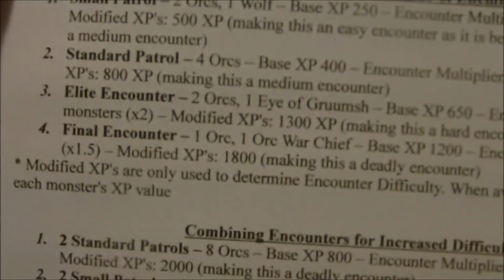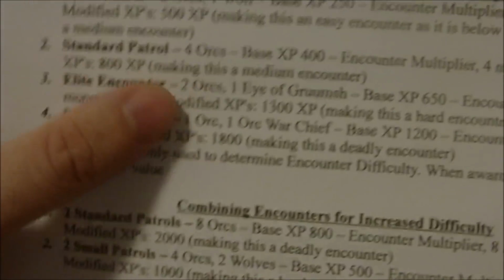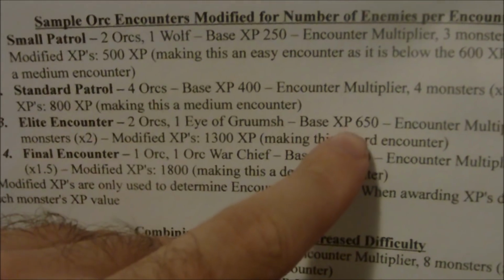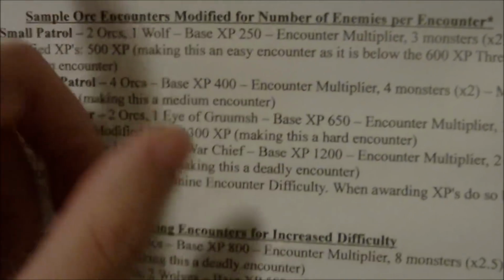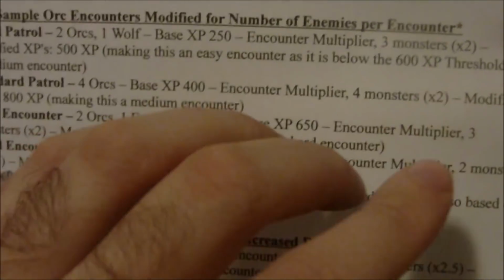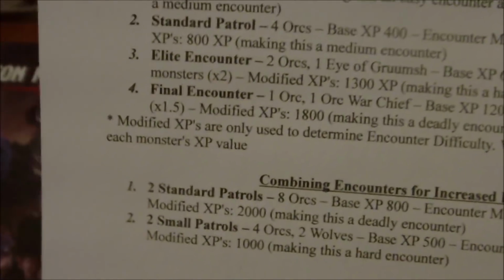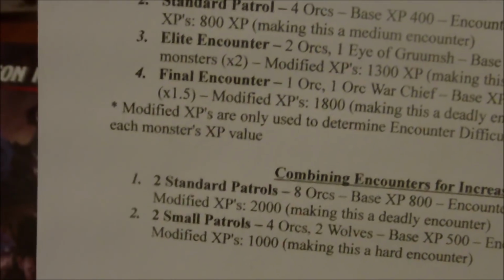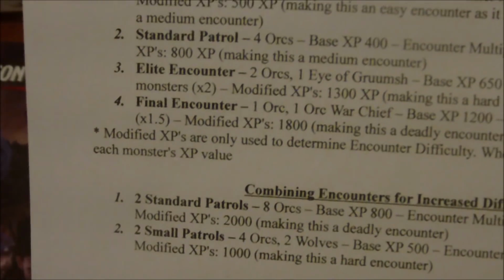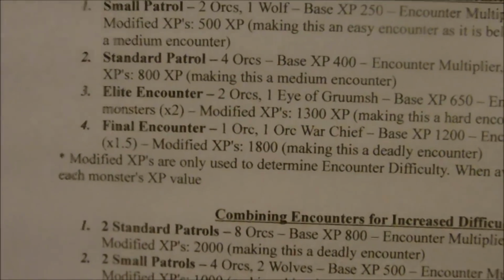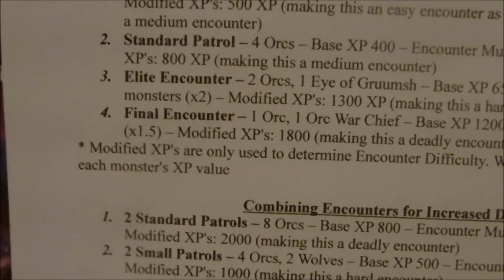Our elite encounter is 2 orcs with 1 Eye of Grimish, so the base experience points is 650, as we've got up here. The encounter multiplier is once again times 2 because we have 3 creatures. As I said, your 3 to 6 multiplier is going to be the most commonly used one that you're going to end up going to when designing encounters, because most times you're going to be having between 3 to 6 monsters.